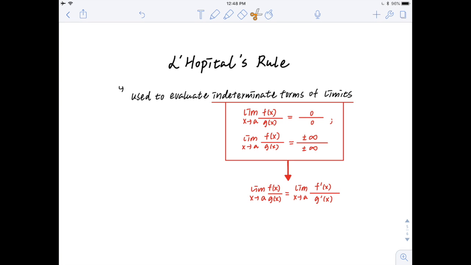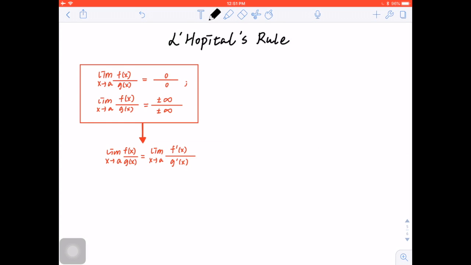The way to evaluate an indeterminate form of limits, like f of x over g of x, is to take the derivative of the numerator and the denominator separately. Note it is different from the quotient rule. Here is an example of using L'Hopital's rule to solve for a limit of a function.